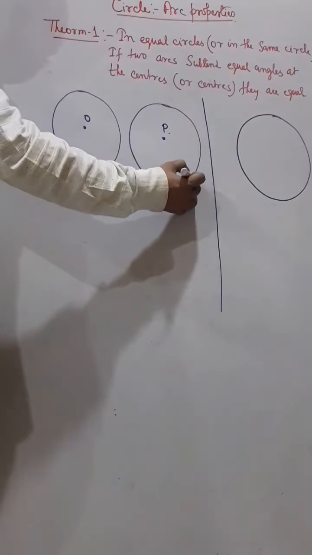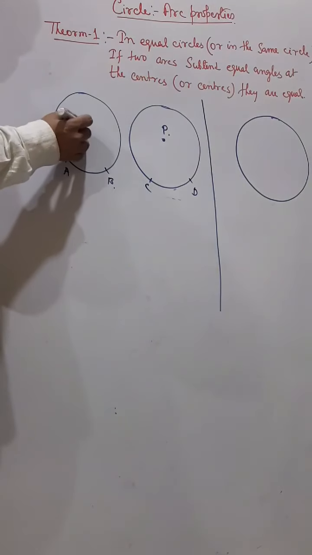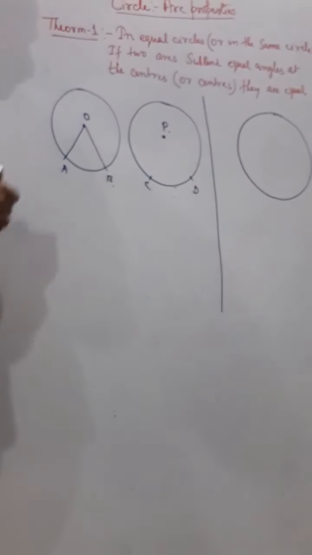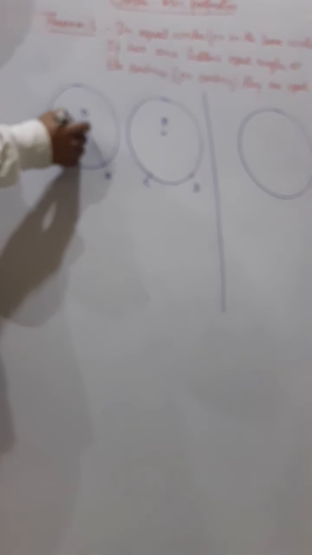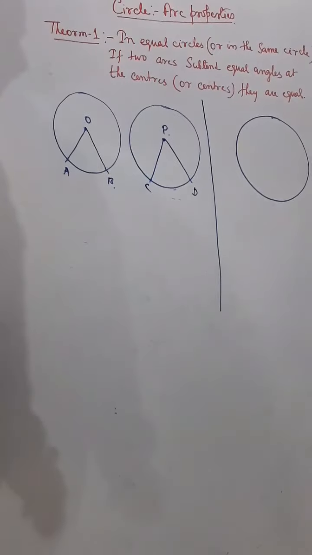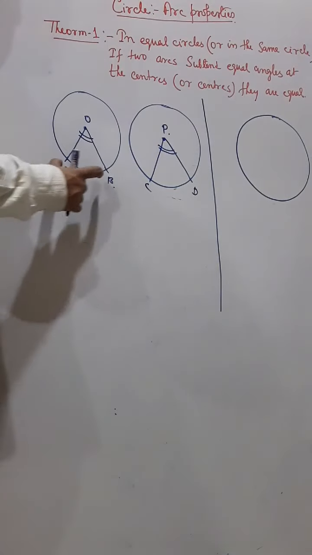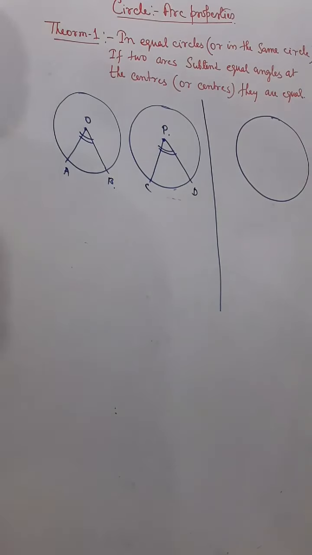If two arcs subtend equal angles, now suppose this is an arc AB and this is an arc CD. Now if this arc subtends this angle at the center and if this arc subtends this angle at the center, and if these two angles are equal, then these two arcs will also be equal. Understand what they told? So that means in equal circles.